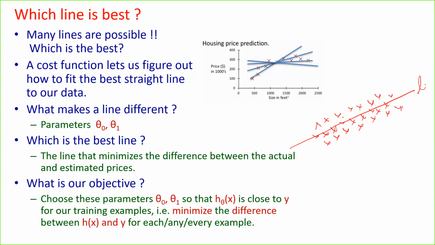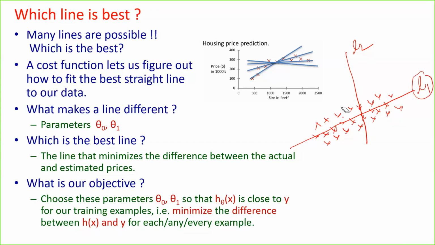Which line would you choose? Line 1 or line 2? Line 1, sir. Why is it? Because if you choose line 1, most of the points are close to line 1. It means the difference between actual and predicted values is minimized if you choose line 1, whereas the difference between actual and predicted values is more in the case of line 2. Am I right? Yes.